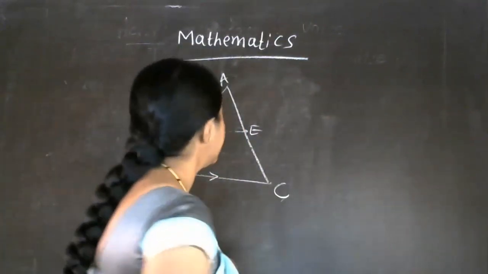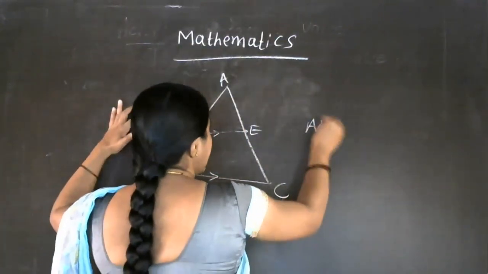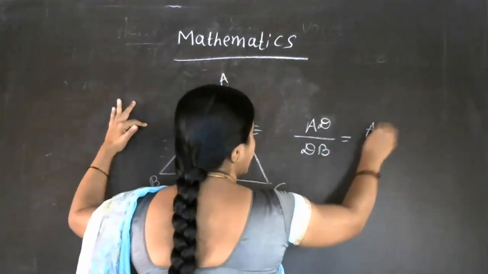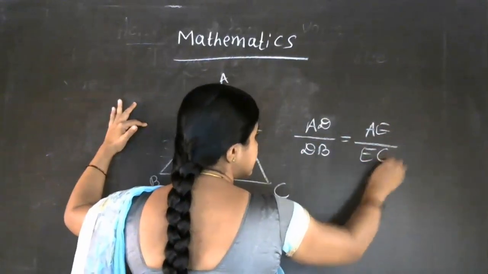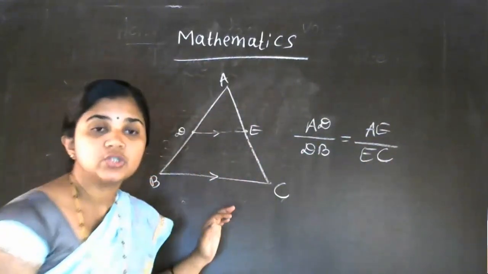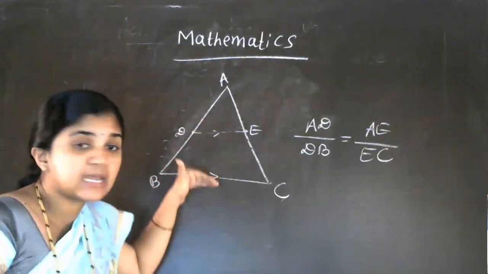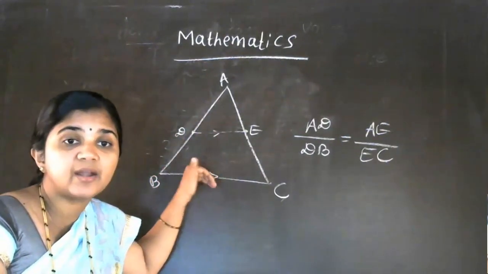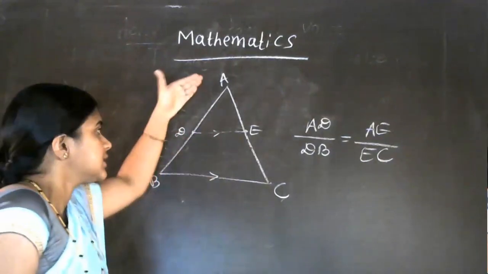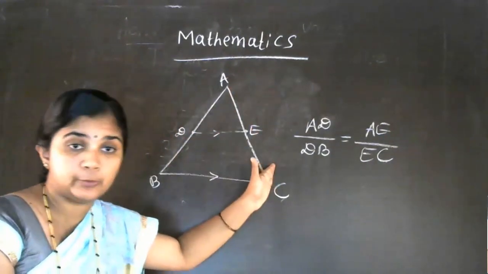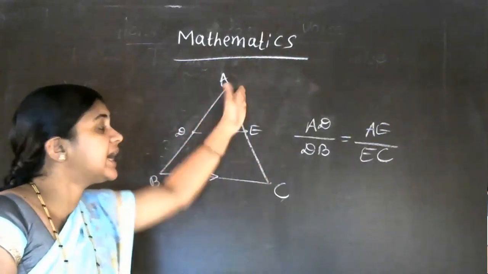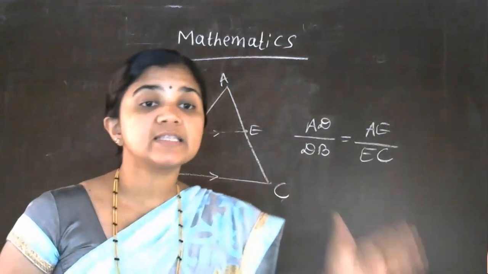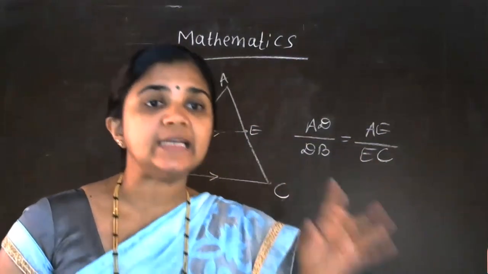I'll write here. In this we can see that AD divided by DB is equal to AE divided by EC. Is that clear? So this is only when this line is parallel to the BC line, that is the third side of the triangle. So the two sides are in proportion, the two sides are in the same ratio. This concept is called the basic proportionality theorem.